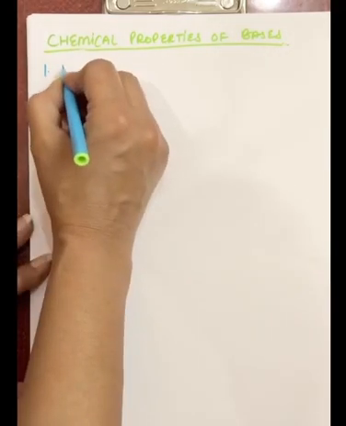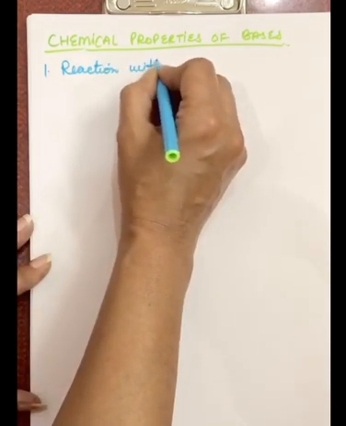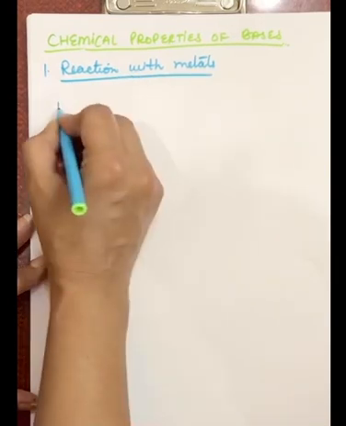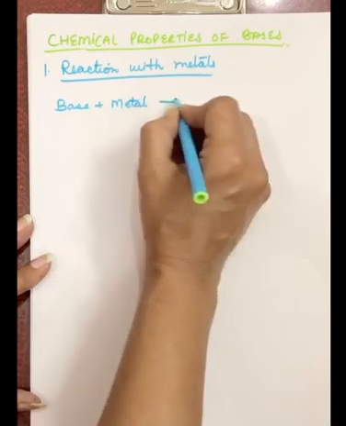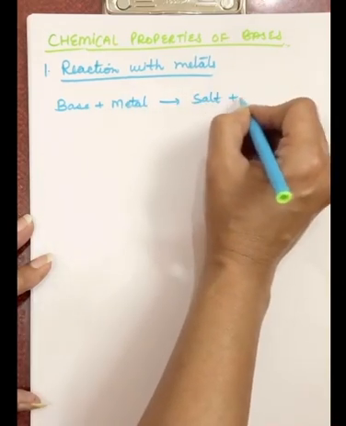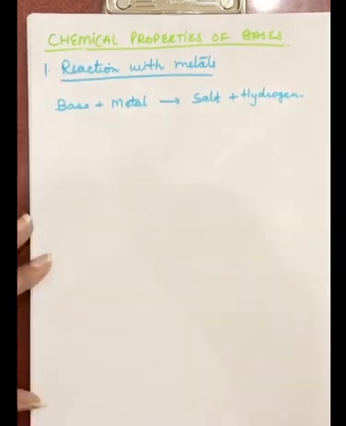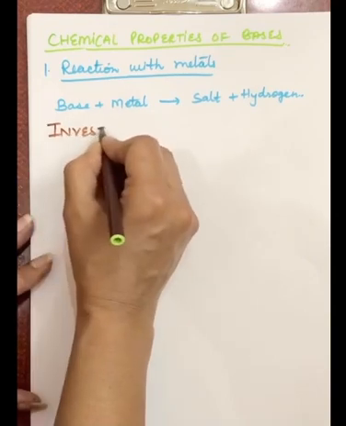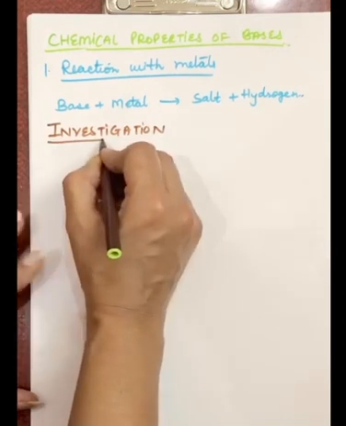There are three chemical properties that we will discuss. First is reaction with metals. Like acids, when bases react with metal, there is formation of salt with evolution of hydrogen gas. Now, an investigation for this: an activity to understand that there is evolution of hydrogen gas.